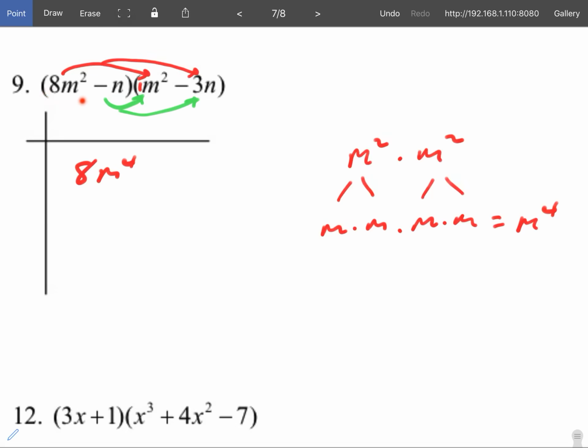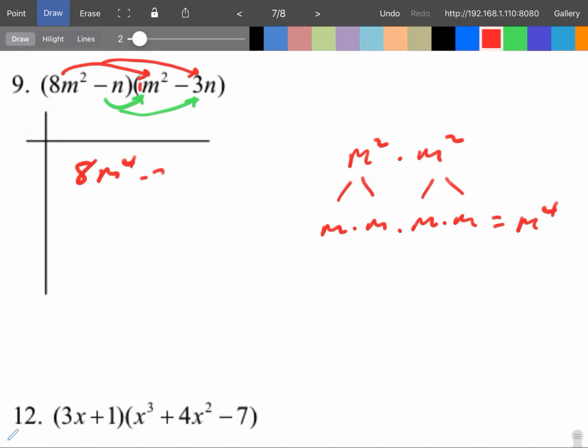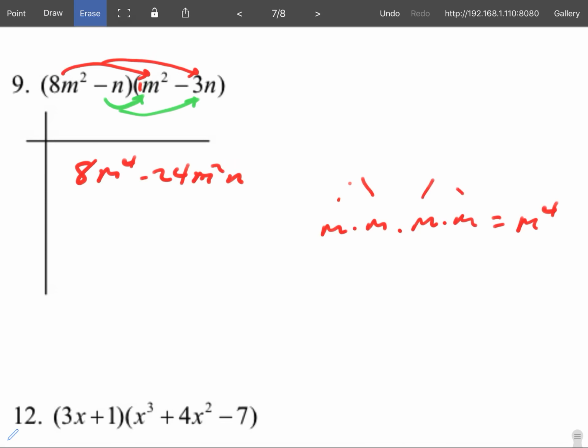All right, then we still have to do the 8m squared times the negative 3n. So what's 8 times negative 3? Good. So it's a negative 24. And then it's just an m squared times an n. Get that stuff out of the way.